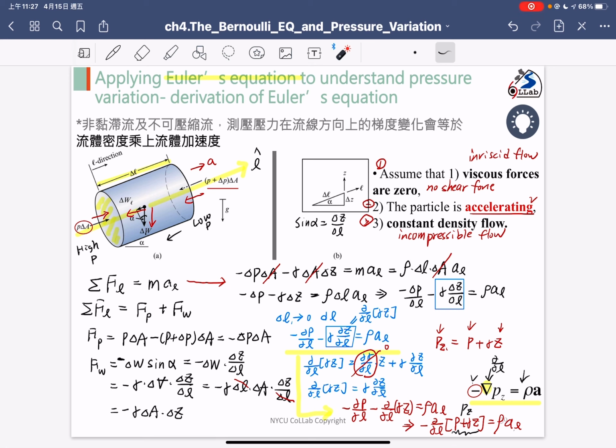I think maybe some parts you cannot fully understand, but I wrote down the whole scheme of how we derive Euler's equation, so when you go back home you can check the video to see the details. The two most important assumptions to remember when applying Euler's equation are: first, inviscid flow, so no viscosity effect; second, incompressible flow, so the density is always constant.